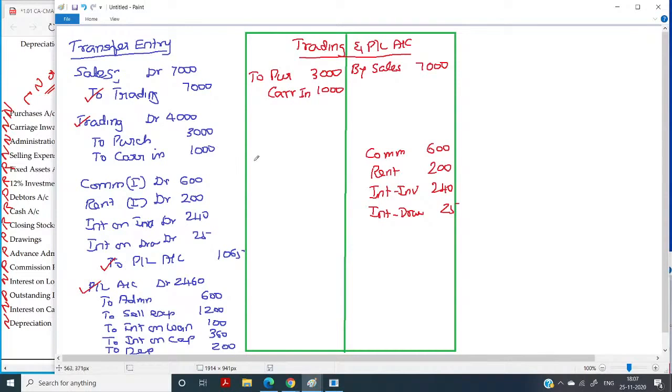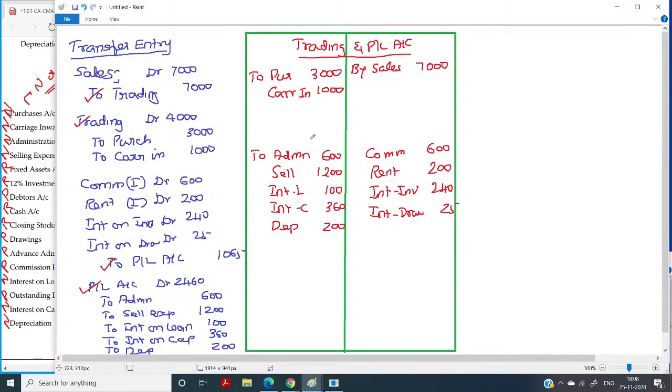Apart from that, here we have the P&L account. In that we have admin expenses, value being 600. Selling expenses, value being 1,200. Interest on loan, value being 100. Interest on capital, value being 360. And depreciation, value being 200.